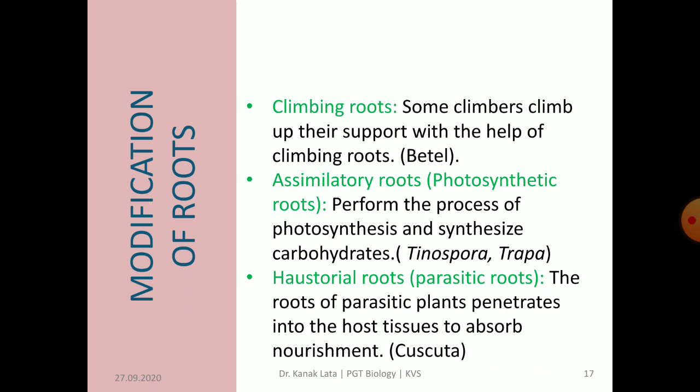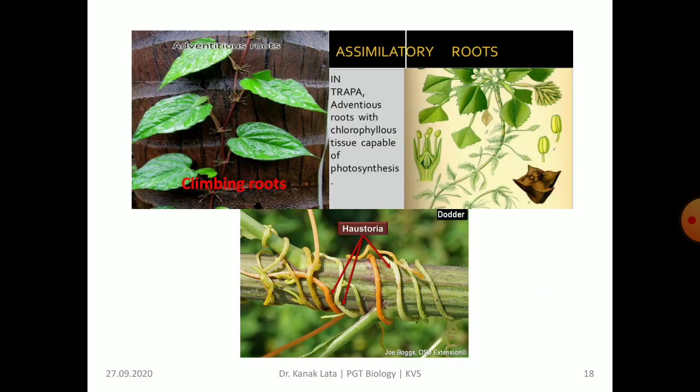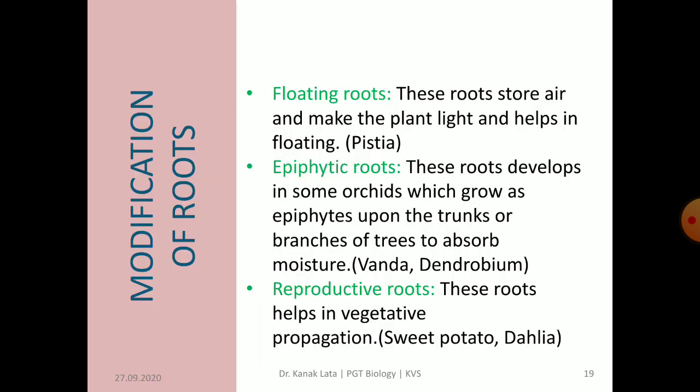Next is haustorial root, also called parasitic roots. So these roots absorb nourishment from the host plant, as it is seen in Cuscuta. You may observe here climbing root of betel, assimilatory root, and parasitic root. Next is floating roots that store air and help the plant to float, as in Pistia, Eichhornia.